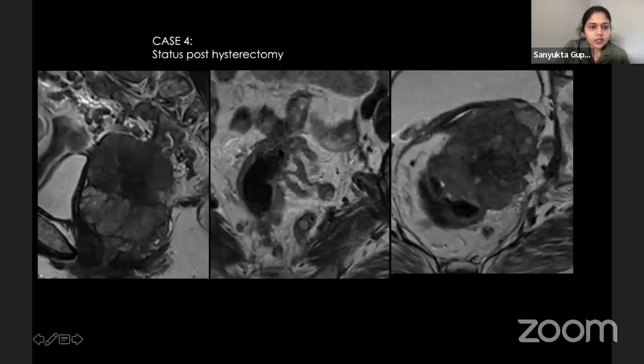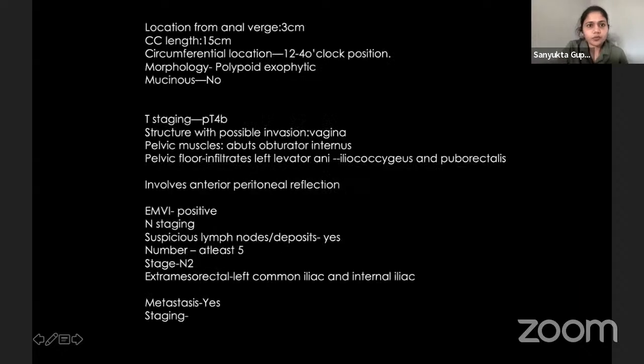This was also another case with post-hysterectomy status, and this is a large tumor. Now this case has been included to show the EMVI. So this is how the EMVI looks like, the linear tubular excrescences of the tumor. So this was EMVI positive scan.